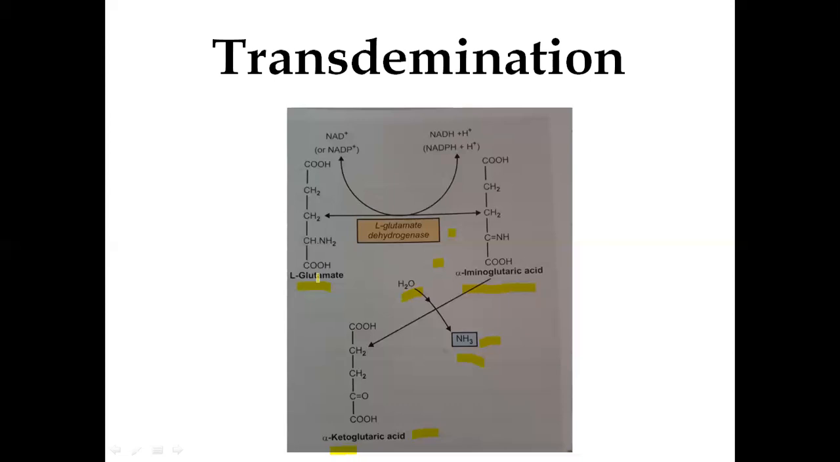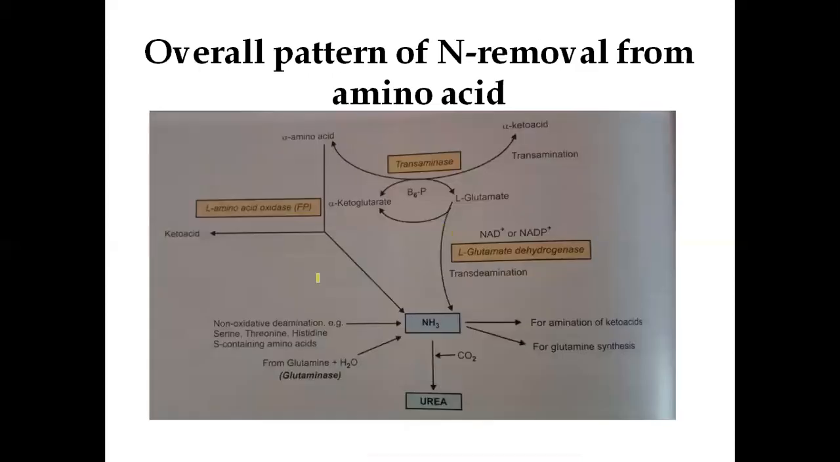So this is how the transdeamination will be done in the tissue, and this involves L-glutamate dehydrogenase. Its activity will be increased by ADP and it is inhibited by the ATP molecule. So it will be deaminated. At the same time, there is involvement of the transaminase. Next, we will move on to the overall pattern of nitrogen removal from amino acid.